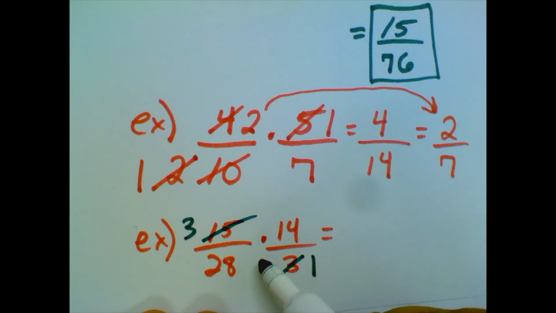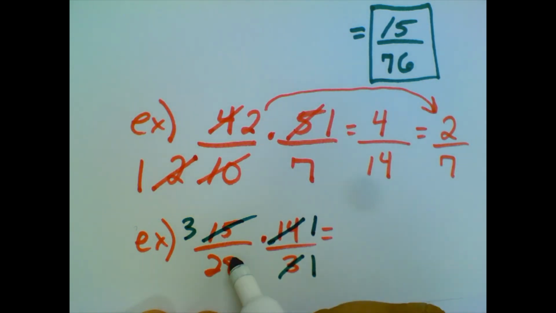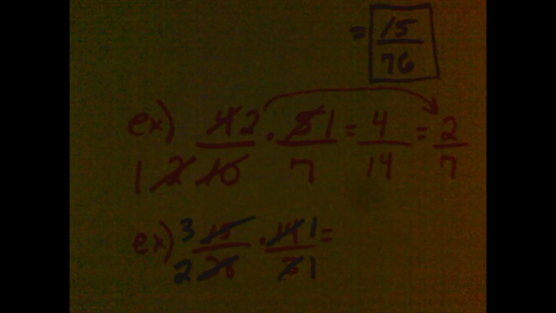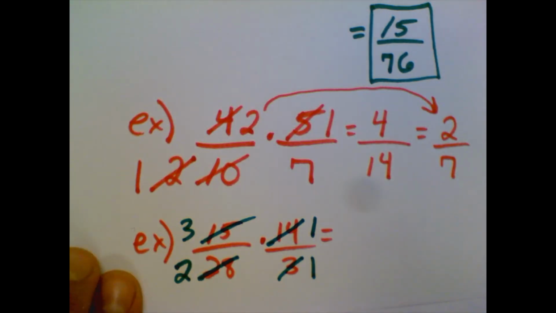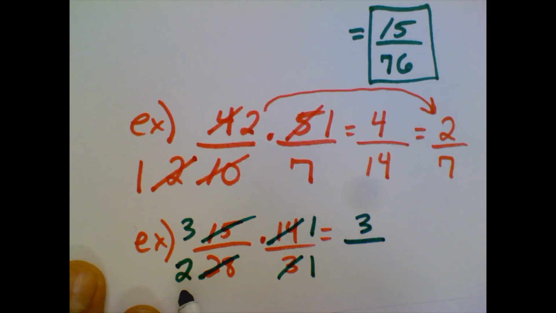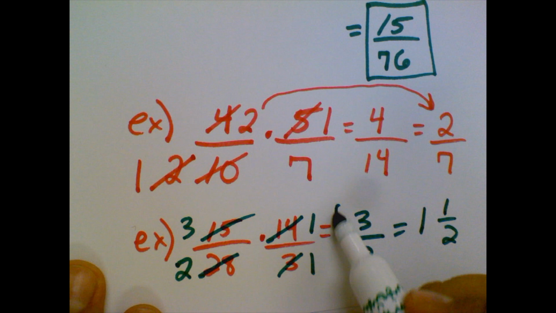We could also go this way. 14 goes into itself 1 time. 14 is also a factor of 28. 2. Oh, my lights just went off. You gotta love these automated light systems. Sorry about that. So 3 times 1 is 3. 2 times 1 is 2. So it would be 3/2, or 1 1/2.